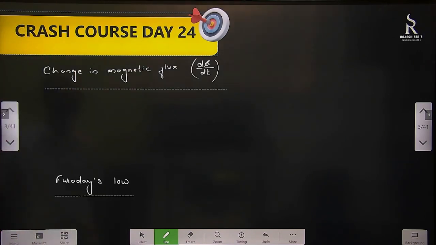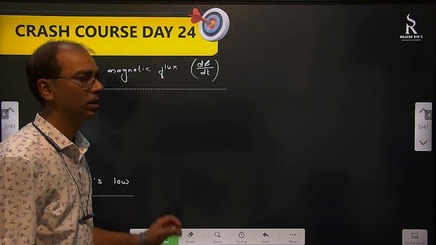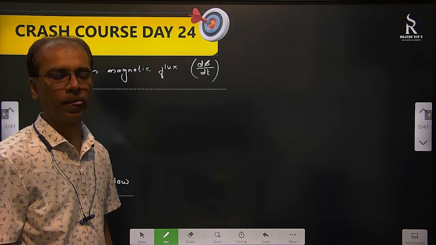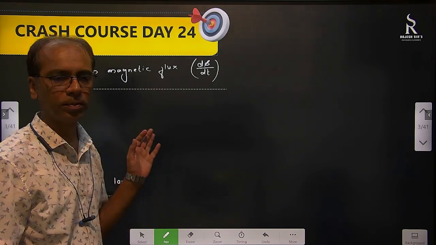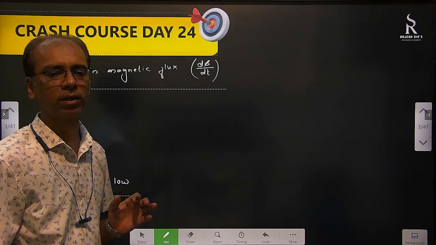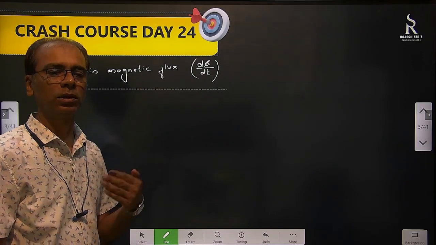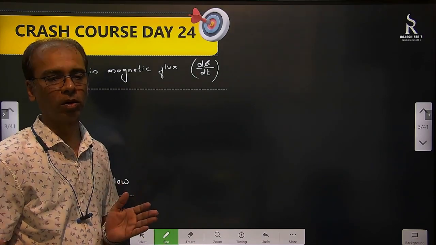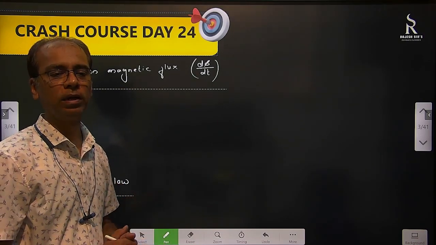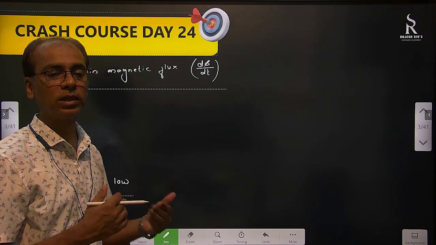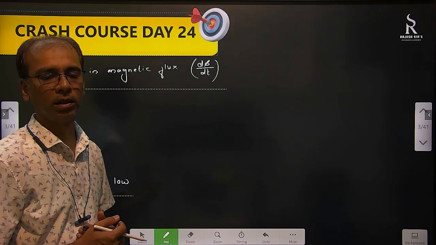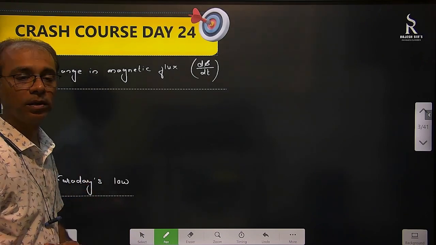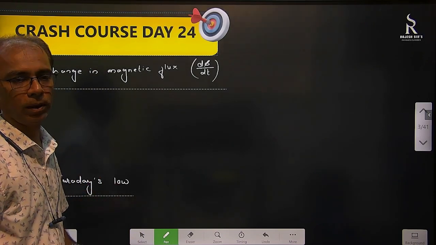Alright. Then, what is important in this EMI? We want to know what the change in magnetic flux is. Okay, there is a change in magnetic flux happening. If suppose you bring a magnet closer to the coil, the magnetic field linked with the coil increases, or if you take the magnet away from the coil, the magnetic field linked with the coil decreases. So there is a change in magnetic flux happening. And with change in magnetic flux, according to Faraday's law, there is induced EMF in the coil.